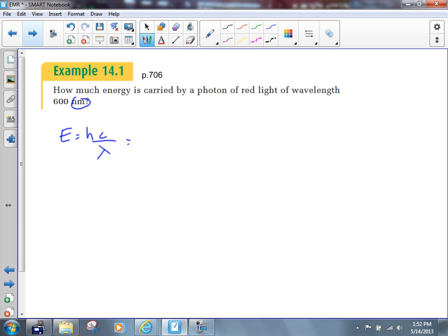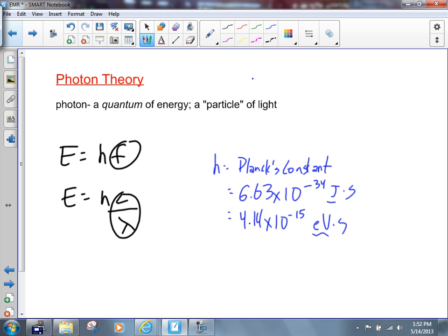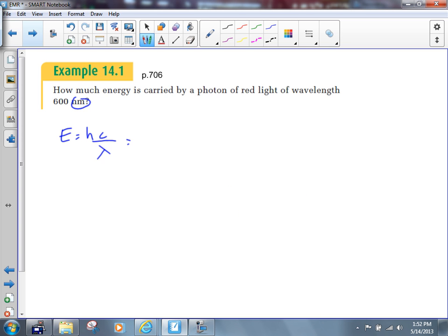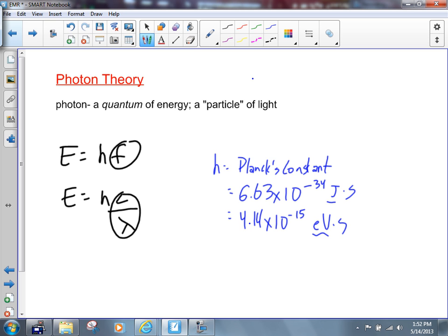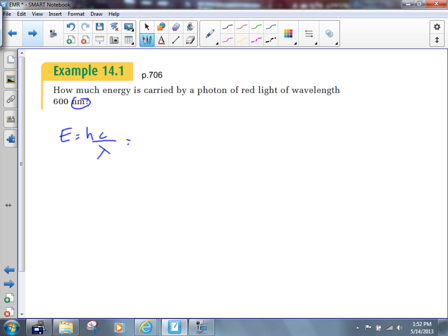Now, what value of Planck's constant do you want to use here? 6.63 or 4.14? Yeah, 6.63, sure. You could use 4.14 though as well. Doesn't matter. If we use 6.63, what's my energy going to be measured in? If I use the 6.63 value, then my final energy is going to be measured in joules. If I use the 4.14 value, my final energy is going to be measured in electron volts. So it doesn't matter. Just understand that whichever constant you use determines what units your final answer is in.